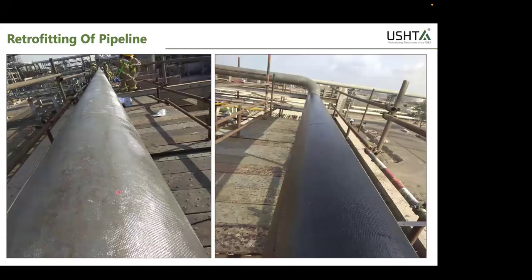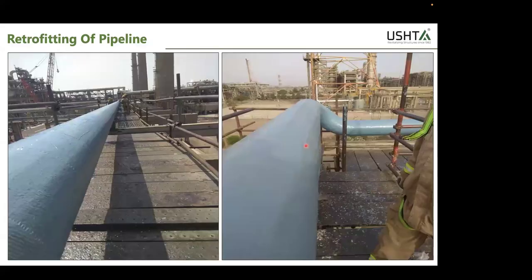So on the left, which you see is the first layer of glass. Then the holiday test was conducted. And then multiple layers of carbon fiber were applied in orientation as per the design. Orientation and layers as per design. And finally, we have given a top coat of UV protective layer. And this pipe we have guaranteed for an operational period of 20 years.